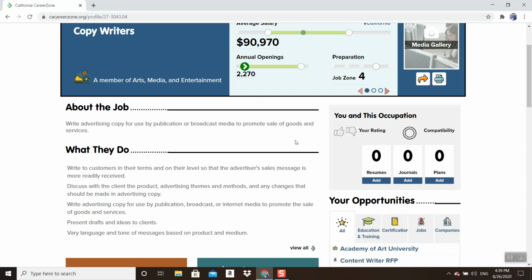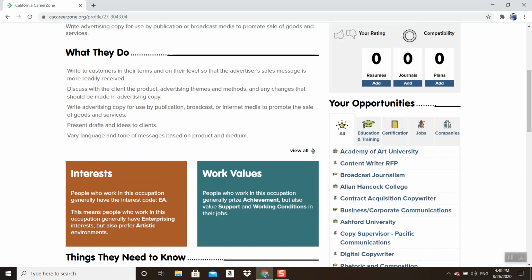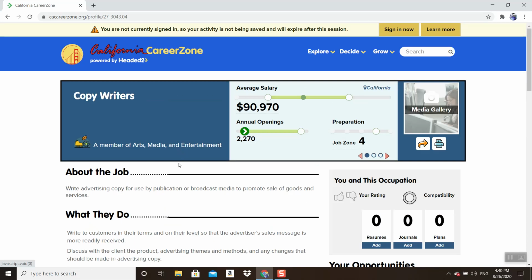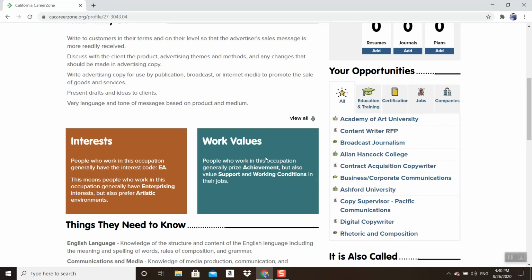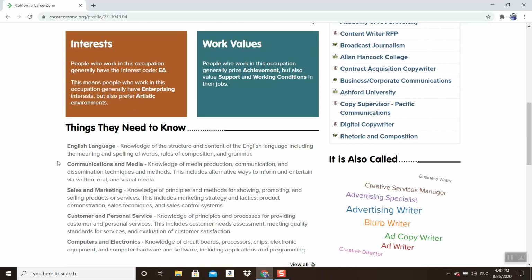This tells you about the job, what they do on a day-to-day basis, write to customers and things like that. Interests. People who work in this occupation generally have the interest code EA. This means people who work in this occupation generally have enterprising interests, but are also artistic. So these are the 2 areas from your interest inventory, and why they suggest that I might be good at being a copywriter. Work values, things you need to know in order to be a copywriter.